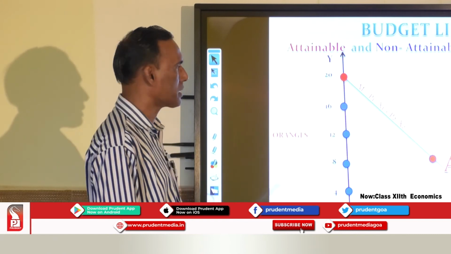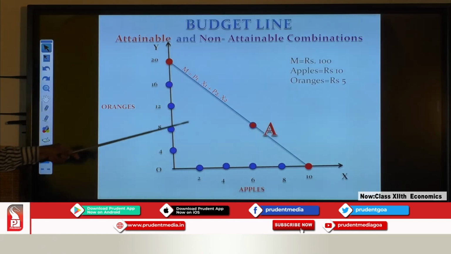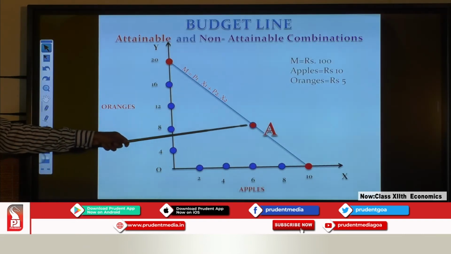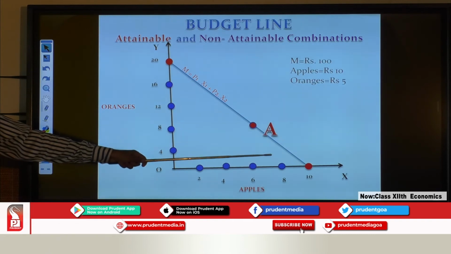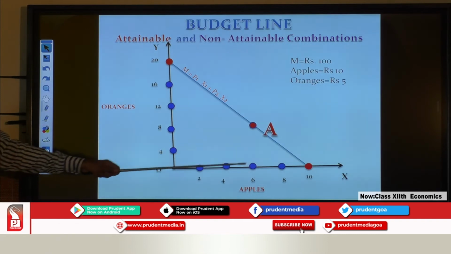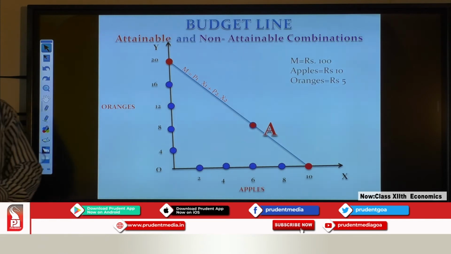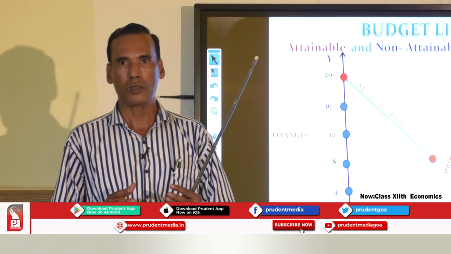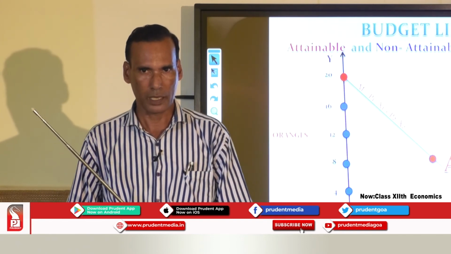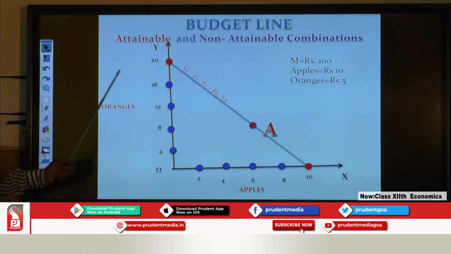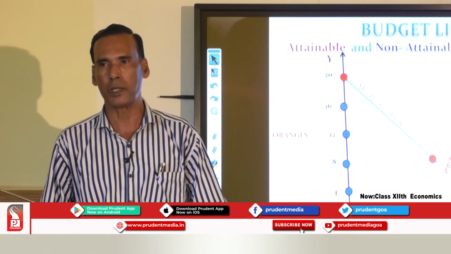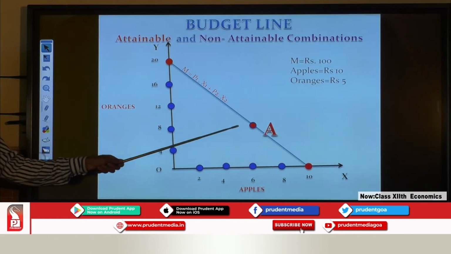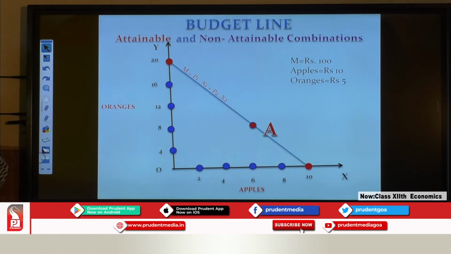Now, there are other attainable combinations which are lying below the budget line. The combinations that are lying on the budget line are equal to 100 rupees, and any combination which is lying below the budget line indicates that income is not fully utilized. After purchasing both the commodities, some amount is remaining in the hands of the consumer. Whereas for a point lying on the budget line, full income is utilized.